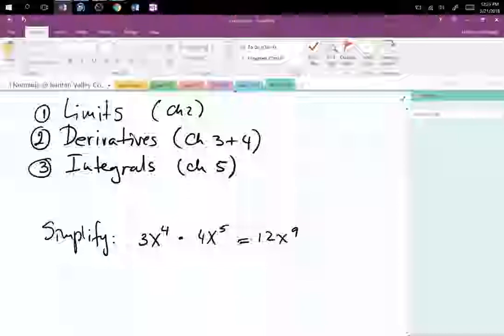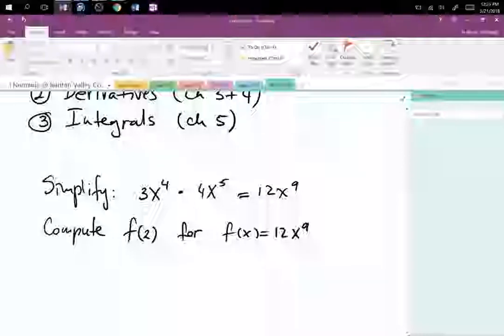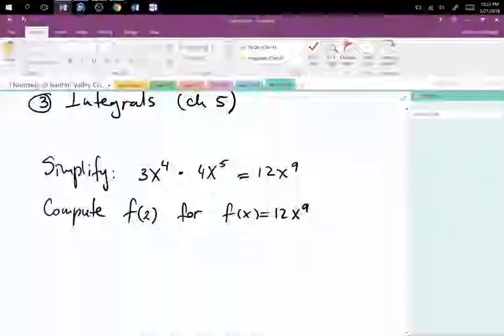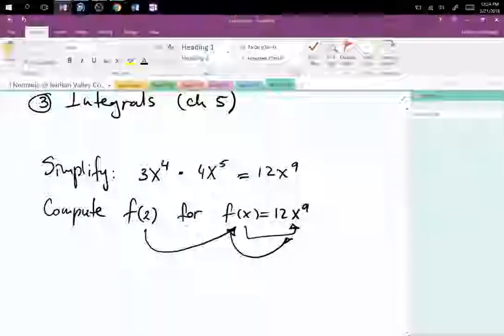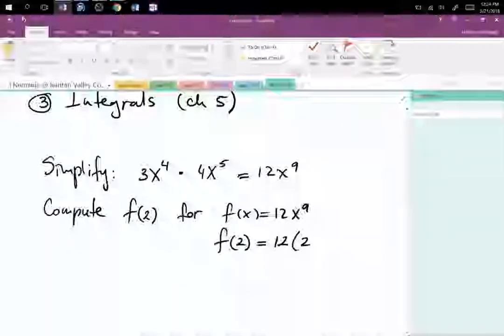Now you go into the next course, which is pre-calculus, and in pre-calculus you say compute f of 2 for f of x equals 12x to the 9. So this is your pre-calculus 1 concept. And you say, oh, okay, so that's the x. So if I plug in 2 over there, I better plug 2 over there, which is what the concept of the function means, right? So in that case, you know that f of 2 is equal to 12 times 2 to the 9, and that works out to be some kind of number.